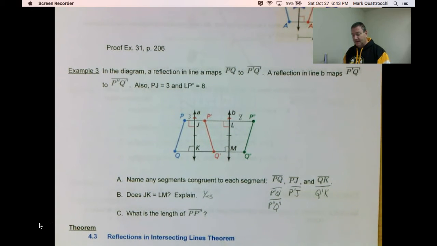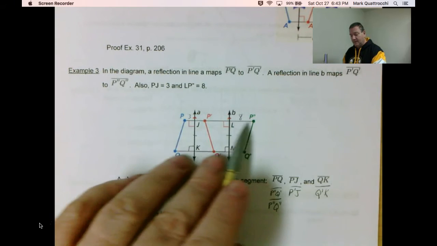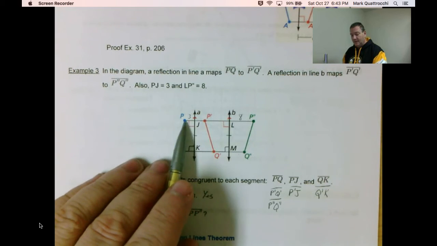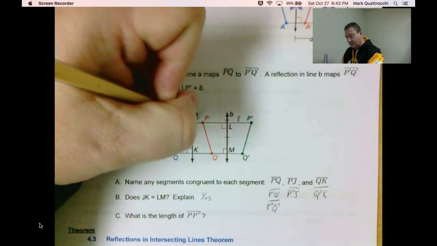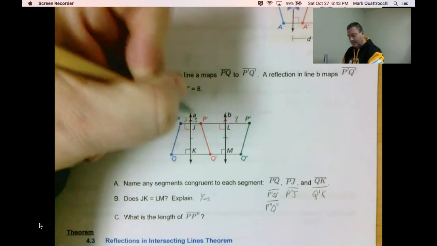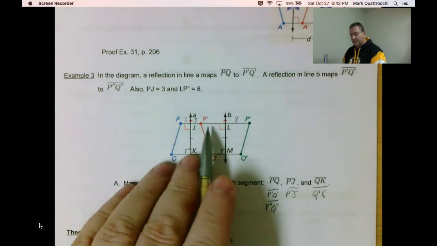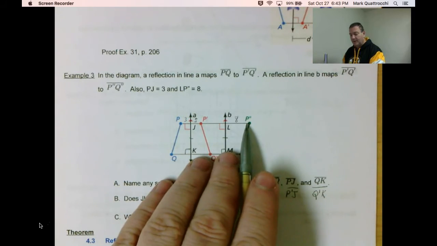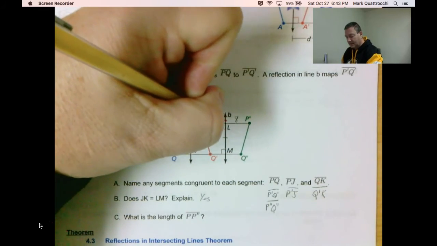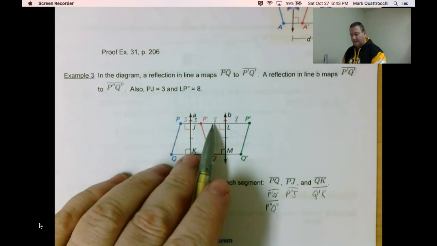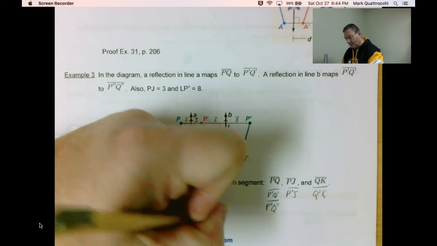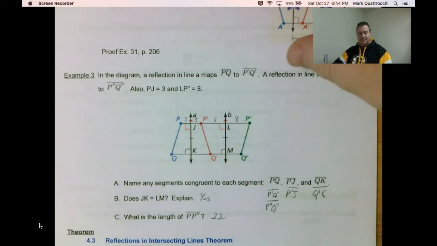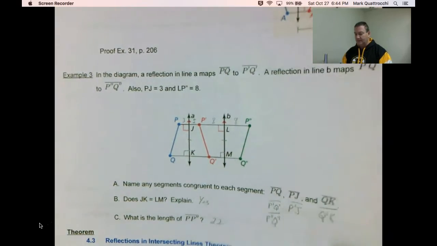All right. What is the length of segment P, P double prime? So from P to P double prime. Well, A is the perpendicular bisector of P prime, so that makes this 3 units. And B is the perpendicular bisector of P prime, P double prime, so that makes this 8 units. 8 plus 8 is 16. 16 plus 6 is 22. There's the answer to example 3C.